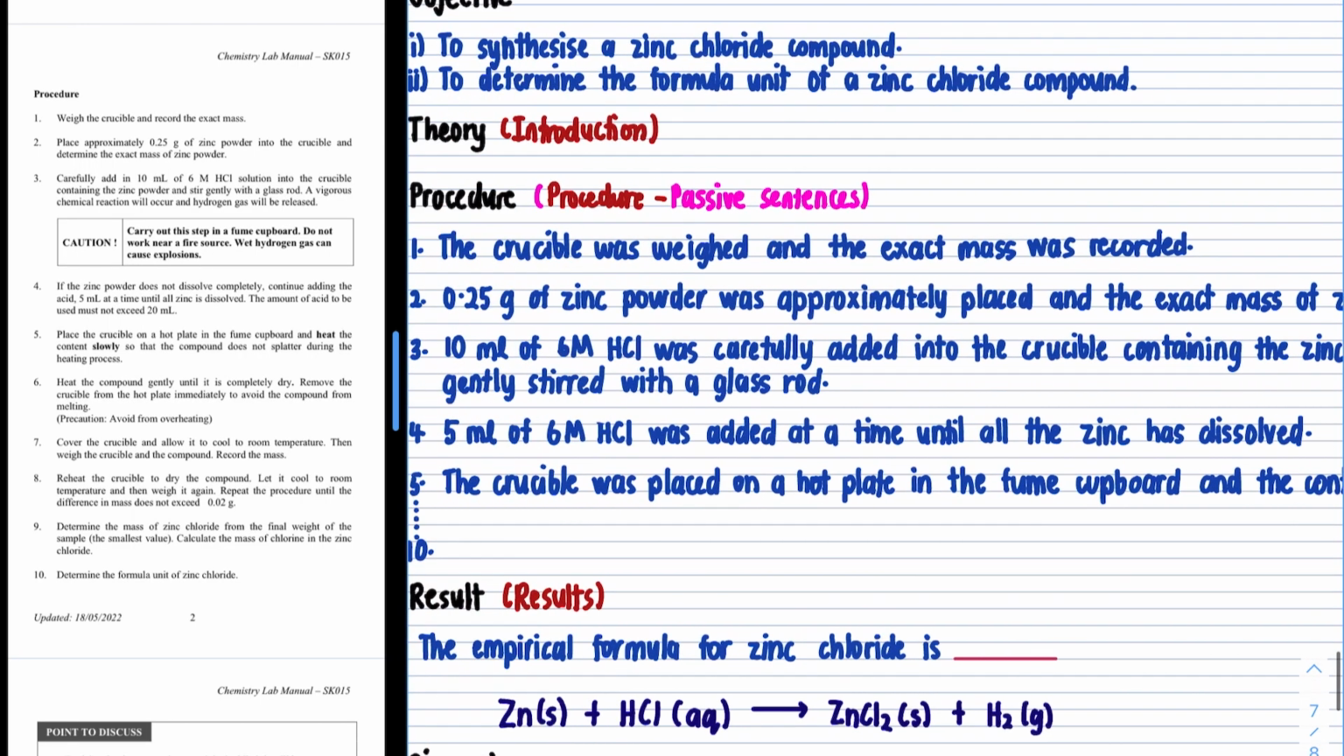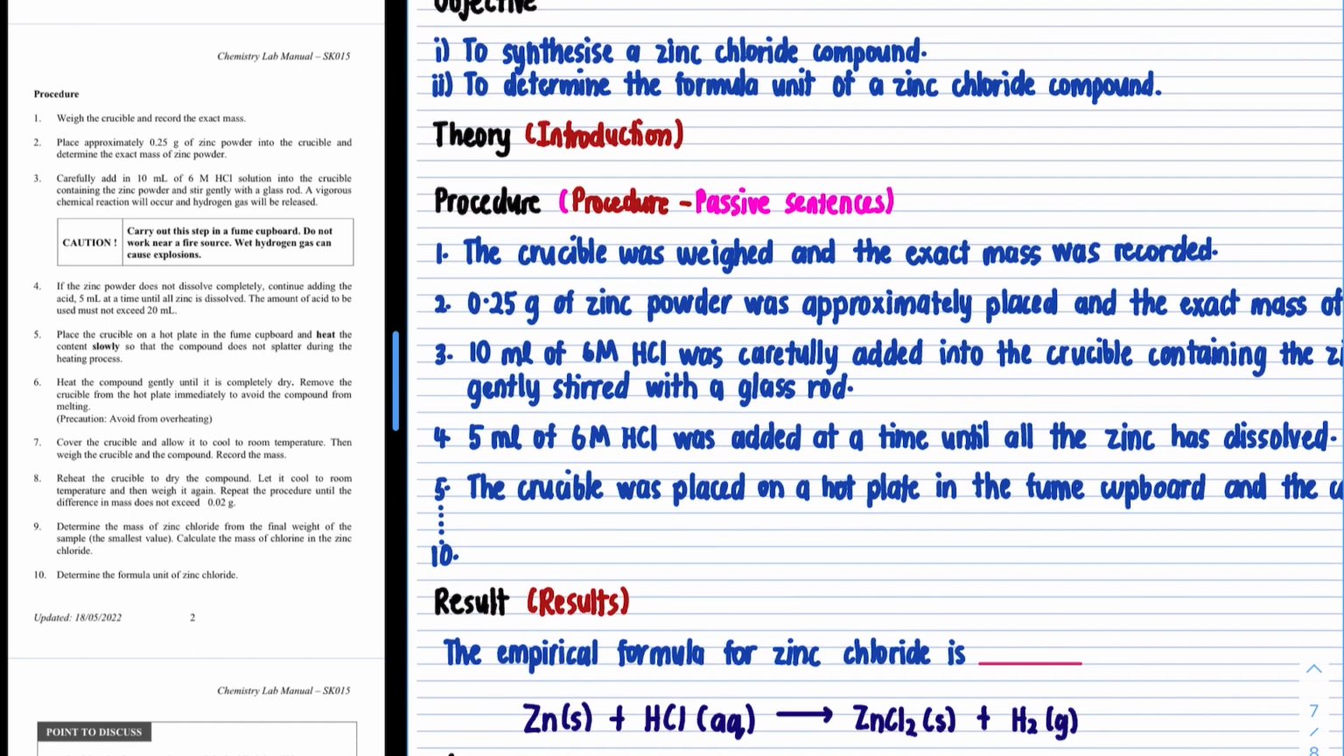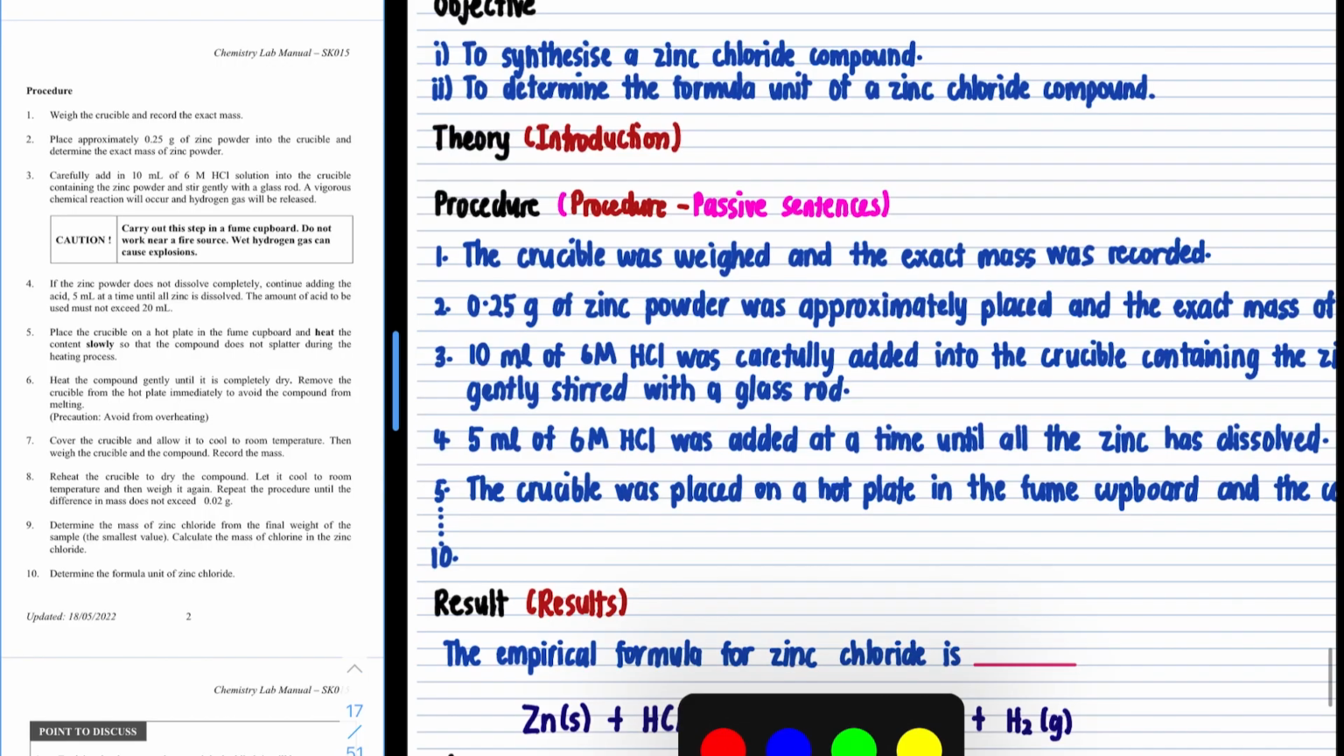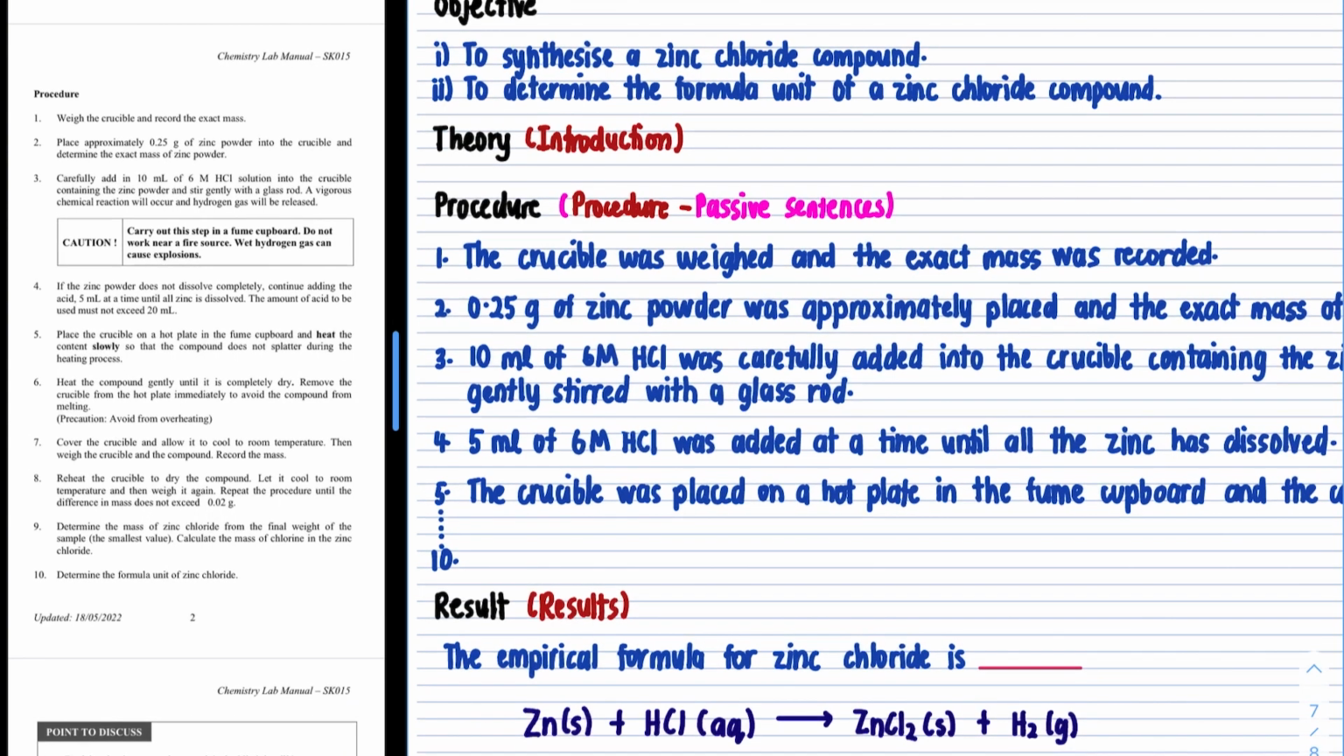So the first 5 steps, I have helped: 1, 2, 3, 4, 5. So 6, 7, 8, 9, I believe you could try yourself. Again, you must change it into past passive sentences, and don't forget it has to be past tense. Was added. So those are the examples.